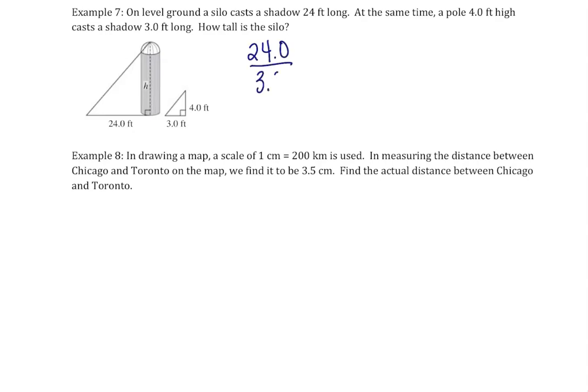24.0 would correspond with 3.0. Then H needs to be in the top because that corresponds to the same triangle that 24 came from. And then 4 is the corresponding side on the smaller triangle.